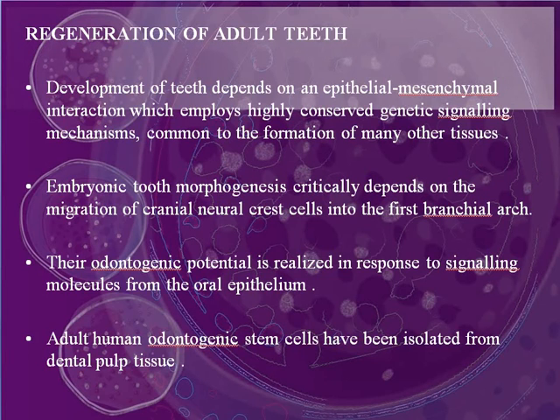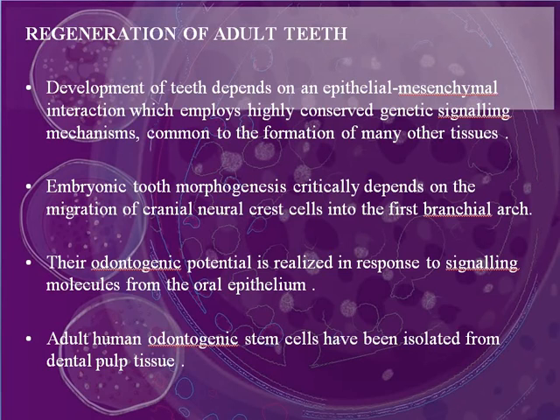Now the regeneration of the adult teeth. See, development of the teeth depends on the epithelial mesenchymal interaction, which employs a highly conserved genetic signaling mechanism common to the formation of many other tissues. Embryonic tooth morphogenesis critically depends on the migration of the cranial neural crest cells into the first branchial arch. So their odontogenic potential is realized in response to signaling molecules from the oral epithelium.